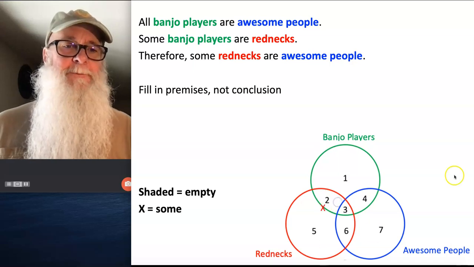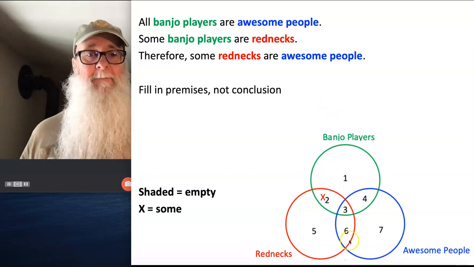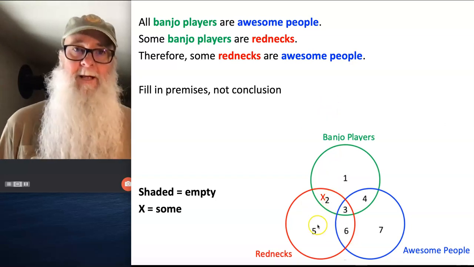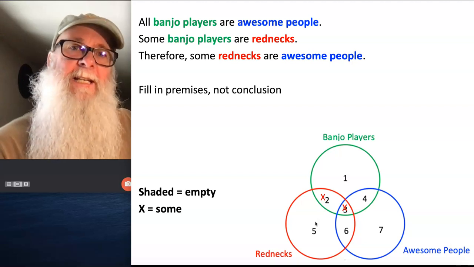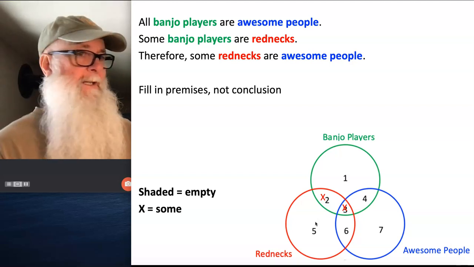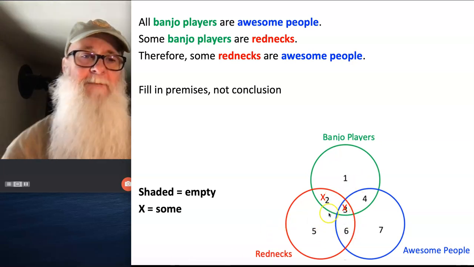Anything in area 2 would be a banjo player because it's inside the green walls, but it would also be a redneck because it's also inside the red walls. And you're right about that. But we could also mark something in area 3. And anything in area 3 is both a banjo player because it's in the green walls and a redneck because it's within the red walls.